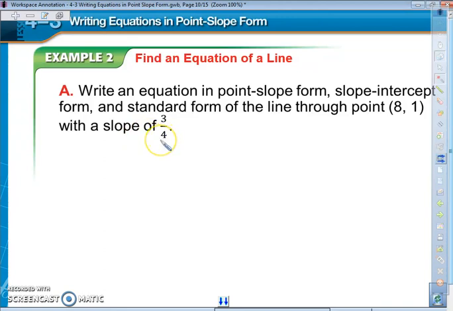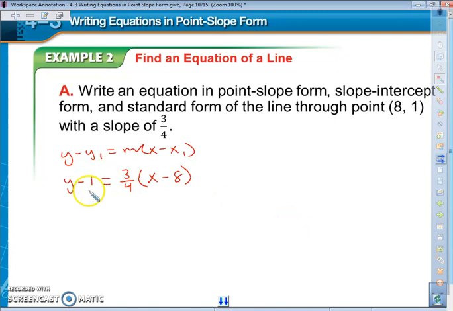That sounds really, really gross. All right, well, let's make it easy on ourselves. Let's go point slope first. So we have y minus y1 equals m times x minus x1. Fill it in. y minus 1 equals 3/4 times x minus 8. And that's it. That's all we have to do right there.